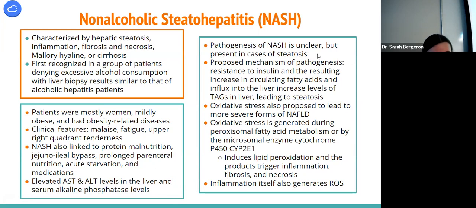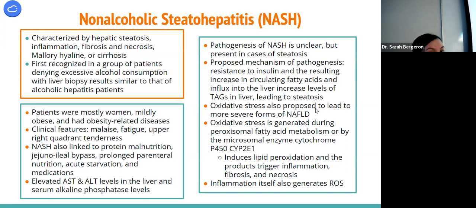And so the pathogenesis of NASH is still unclear. It's usually present in cases of steatosis, so just fatty infiltration. A proposed mechanism of pathogenesis just has to do with insulin, because insulin usually suppresses lipolysis. So you don't have as much breakdown of triacylglycerols, but in patients with insulin resistance, then you have an increase in this triacylglycerol breakdown, increase in circulating fatty acids, which can enter the liver, reform TAGs, leading to a fatty liver. So just more fat in the liver, steatosis.